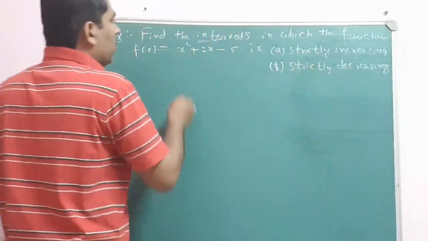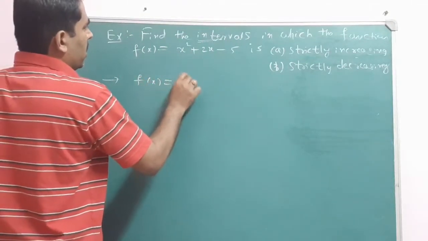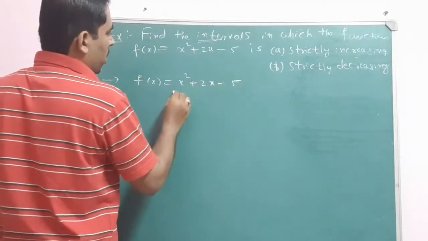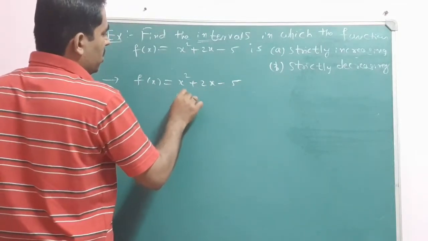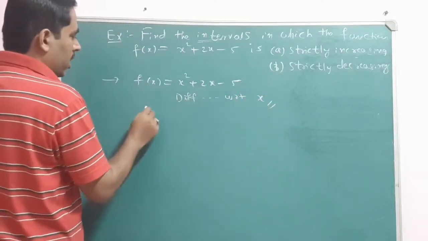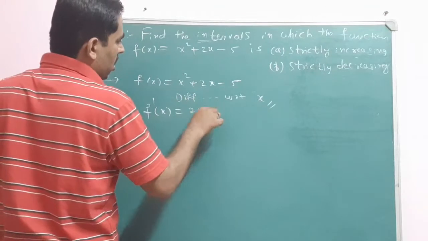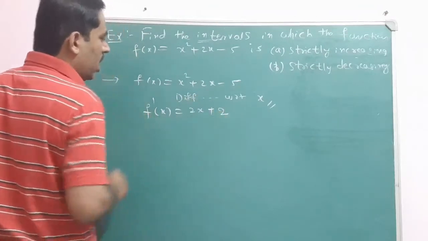Here the given function is x square plus 2x minus 5. Now let us differentiate this with respect to x. Differentiating this, I get the derivative f dash x. The derivative of x square is 2x, plus the derivative of 2x, which is 2. So this is the derivative.